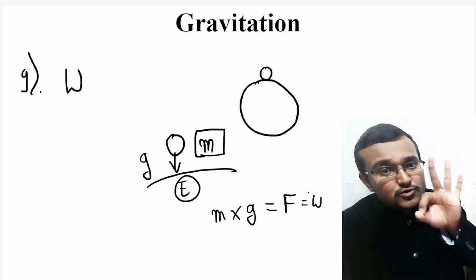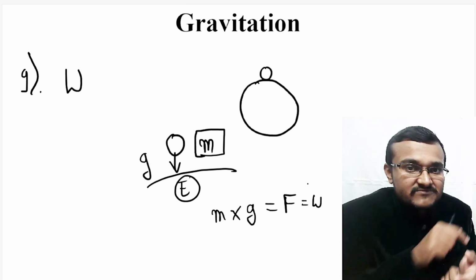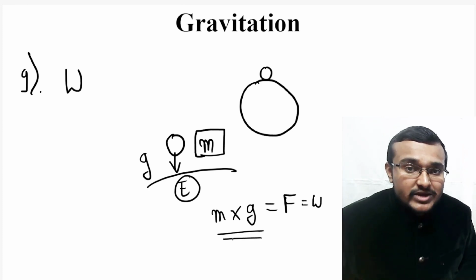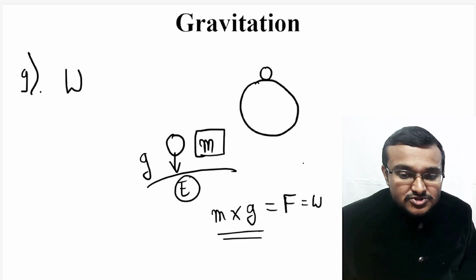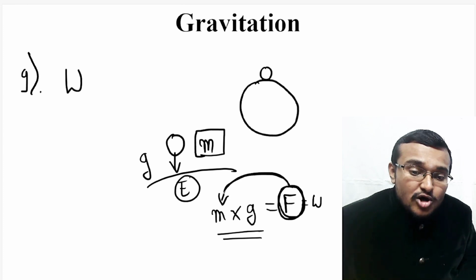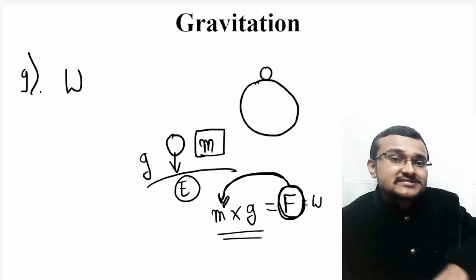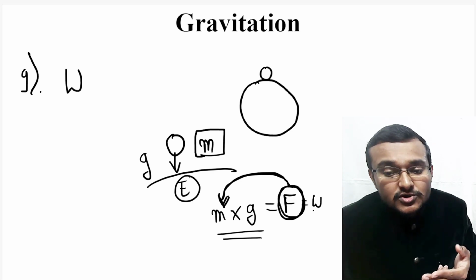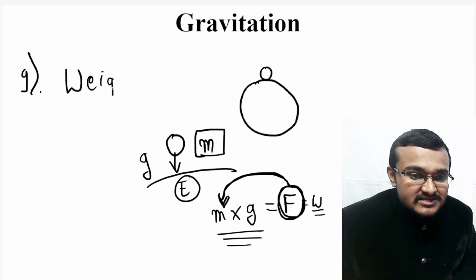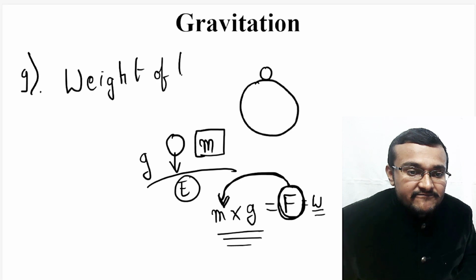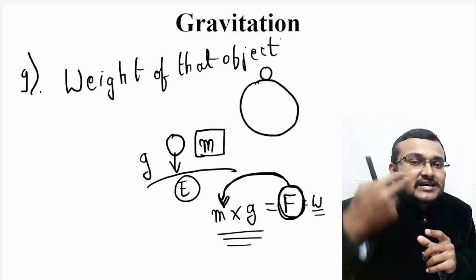That means the gravitational force of Earth acting on that object depends on the mass of that object as well. That is equal to mass times acceleration due to gravity. So this gravitational force F on this object which has mass m is equal to the weight of that object, that is mass times acceleration due to gravity. That's why the answer for this 9th question is weight of that object. Whatever the weight of that object is, that is the gravitational force of Earth on that object.